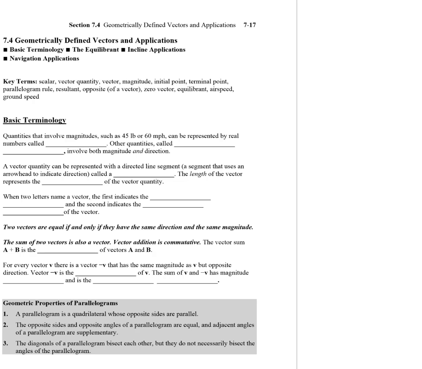This is section 7.4 and it's on vectors and applications. And we will work with vectors in this section and the next one. Some basic terminology. Quantities that involve magnitudes, such as 45 pounds or 60 miles per hour, can be represented by real numbers called scalars.